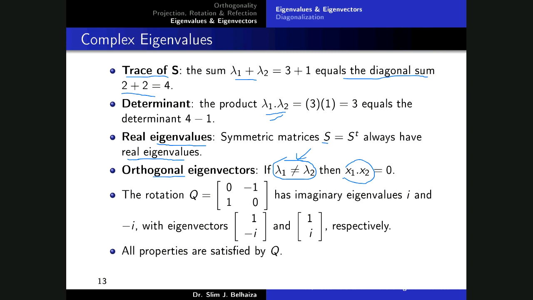Okay, so the rotation matrix Q is given by 0, 1, minus 1, 0 here. If you think about it, when you solve the determinant of Q minus lambda I equal to 0, it will give you two imaginary eigenvalues, which are i and minus i, with corresponding eigenvectors 1, minus i and 1, i.